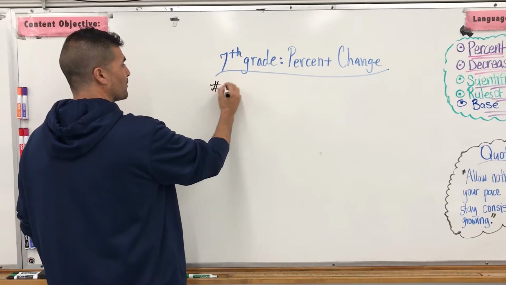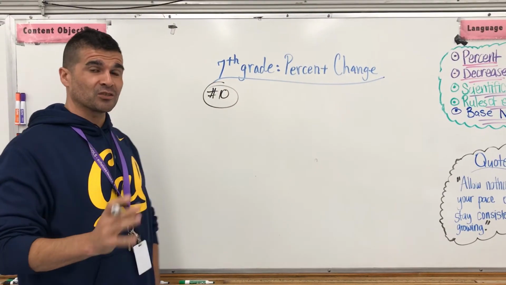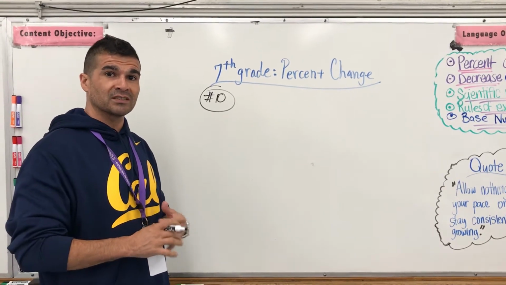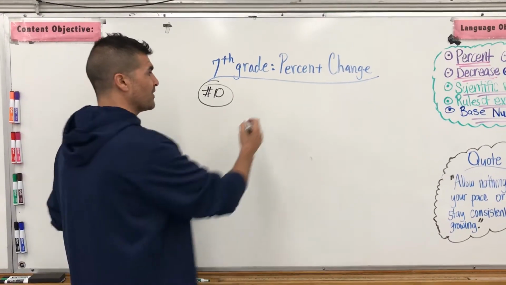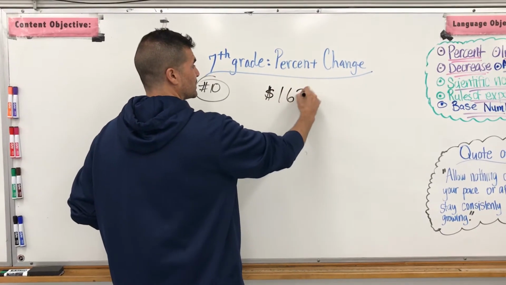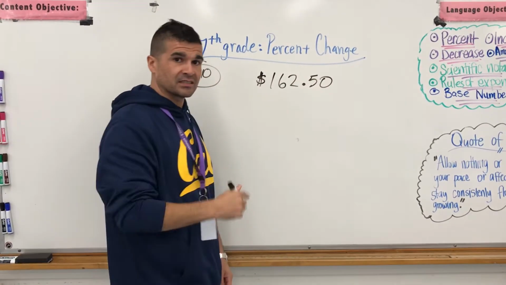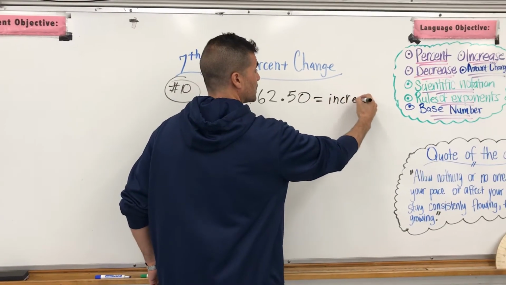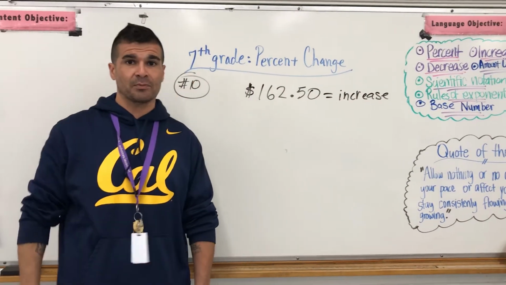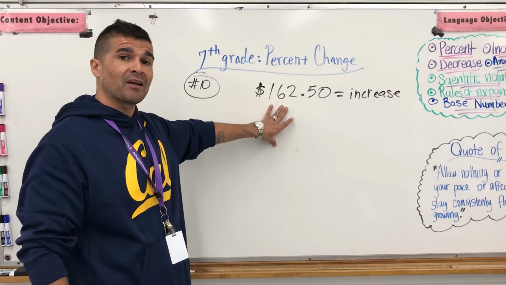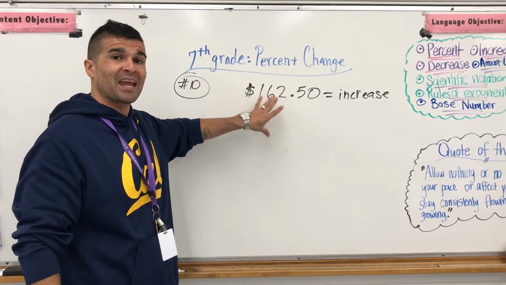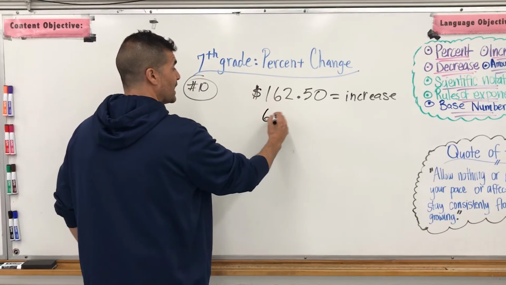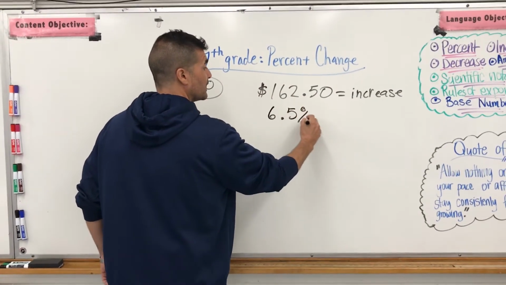On problem number 10 of the homework that so many people are having trouble with, they say that there's some kind of increase in Rosa's monthly paycheck. And this increase was $162.50. Now, you should definitely make sure that you know that this is equal to an increase. But this right here is not the percent increase. This is actually the amount of money that Rosa is getting paid more every month. But this percent increase is actually a 6.5% increase.